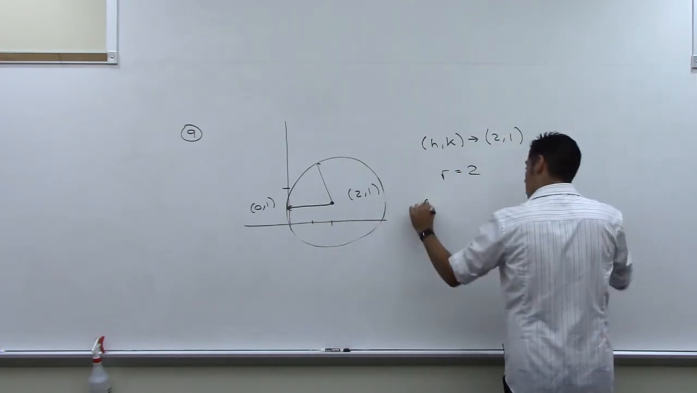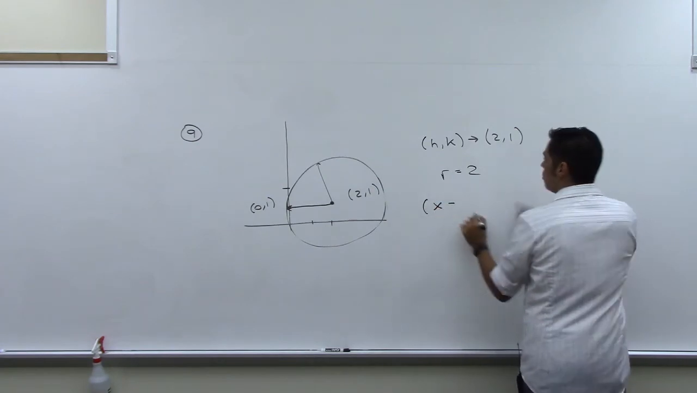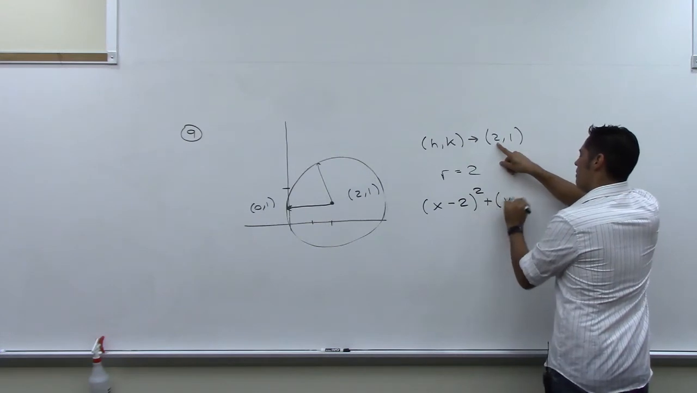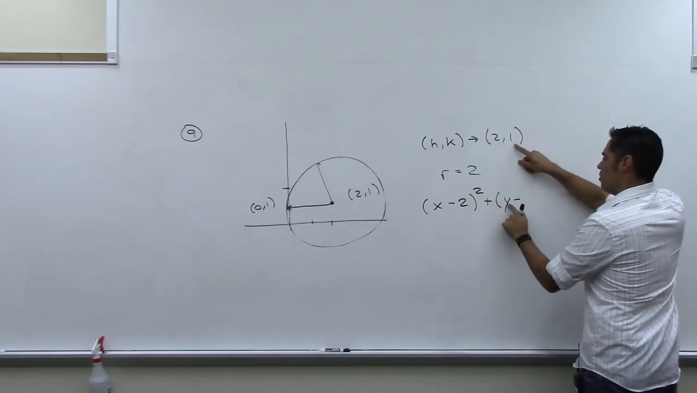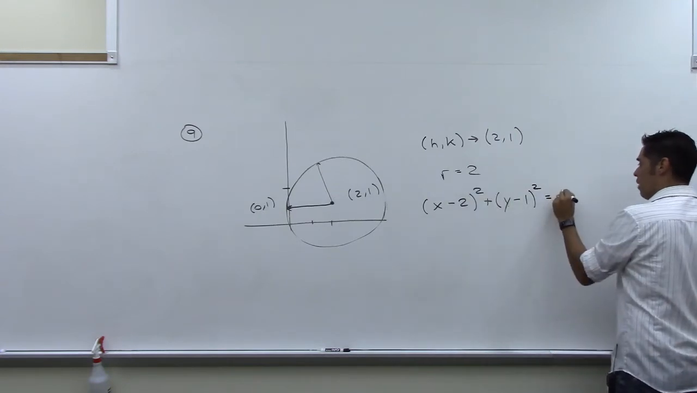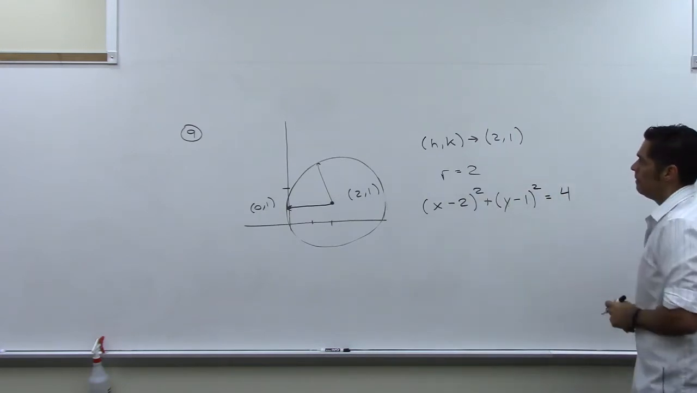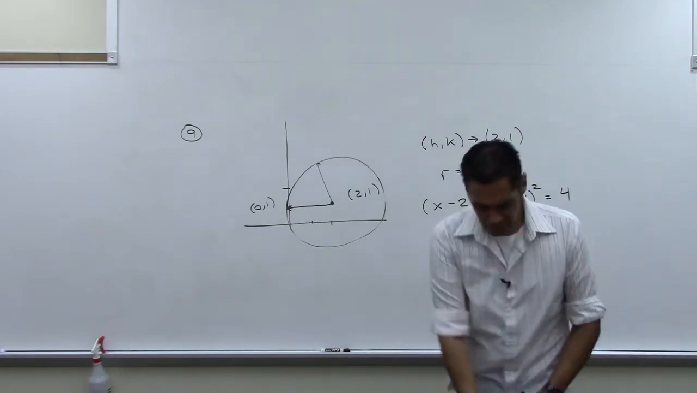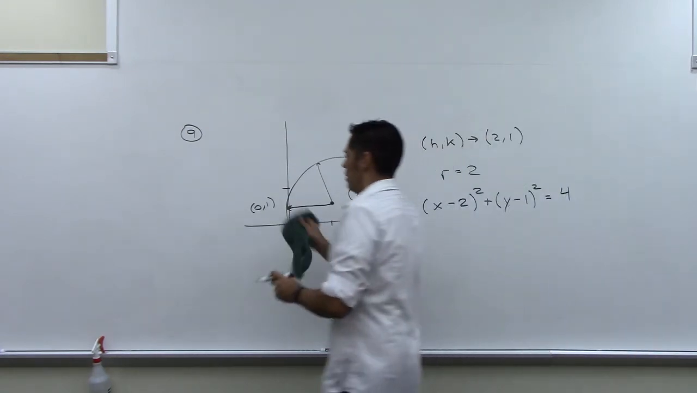So the standard form is x minus h, here h is 2, squared, plus y minus k, which is 1, squared, equals my radius 2 squared, which is 4. So there's my center, that's my radius, that's my standard equation. All right, moving on to number 13.